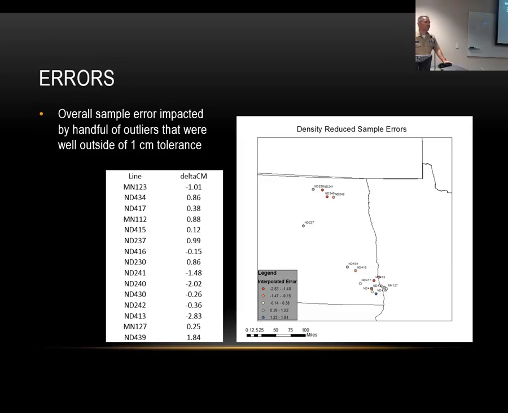A little discussion on where those errors came from. If you look at this, this was the density 25% reduction. You see the difference in the snow water equivalent in centimeters between the measured value and the interpolated value. There's my old friend, North Dakota 413. That's why I picked on it, because it screwed up my whole analysis with an error of 3 centimeters. And you can see that those errors are just unacceptable. They're outside of that tolerance, and ultimately the method didn't really work.